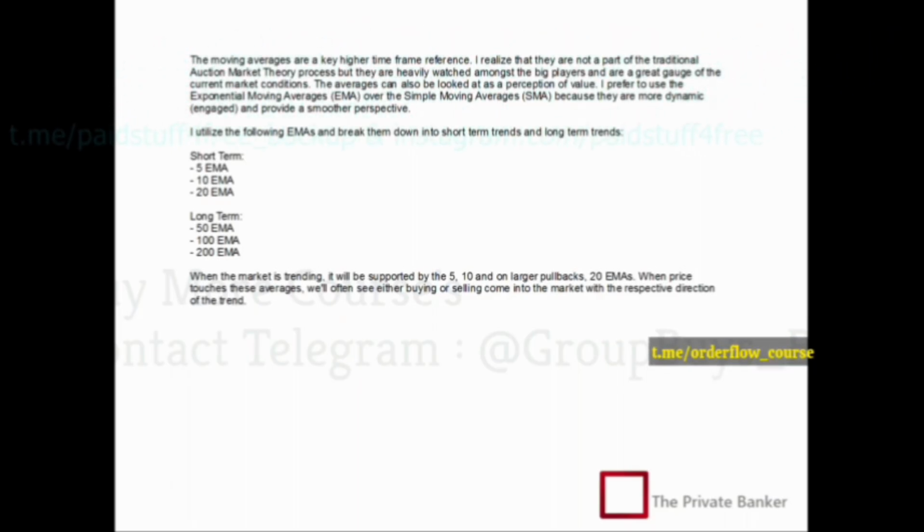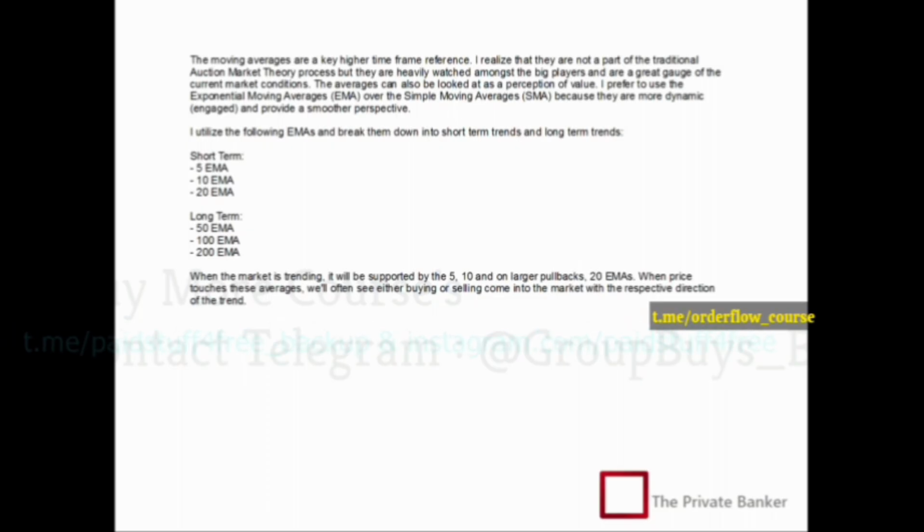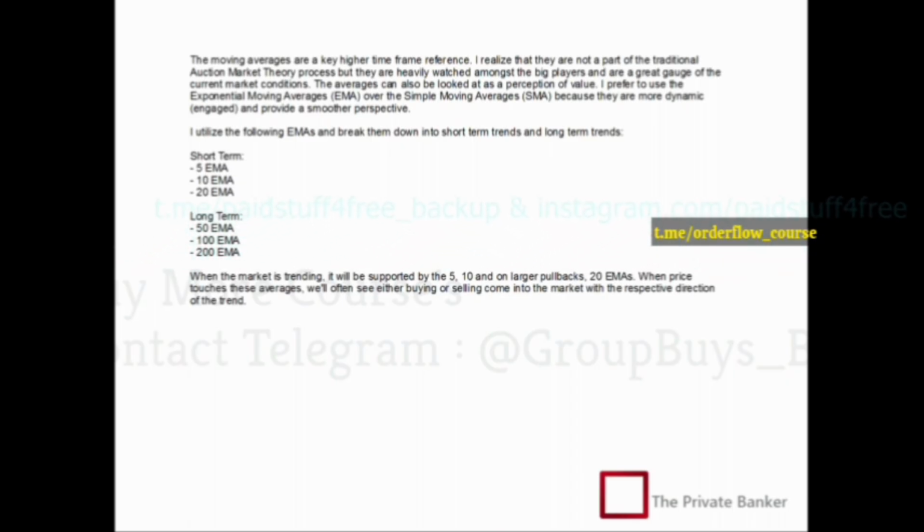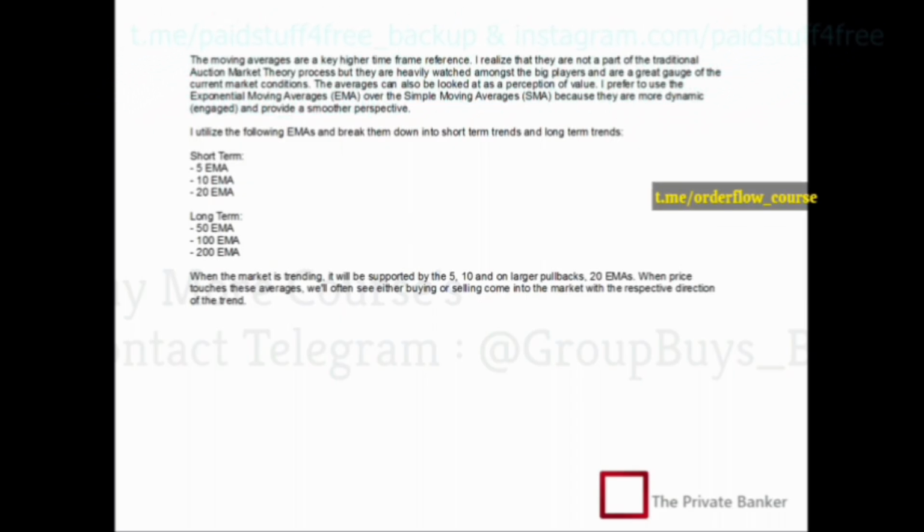If they're able to buy the market around those moving averages, so long as the longer term trend is intact, they're very happy to pick those prices up. So again, not everybody looks at market profile, not everybody looks at VWAP, volume profiles, whatever. So this is also another way to view the developing value in the markets. So with that being said, when the market is trending, it's typically supported at the 5, 10, and 20 on the smaller pullbacks. And on the bigger pullbacks, of course, it's then the 50, 100, and 200.